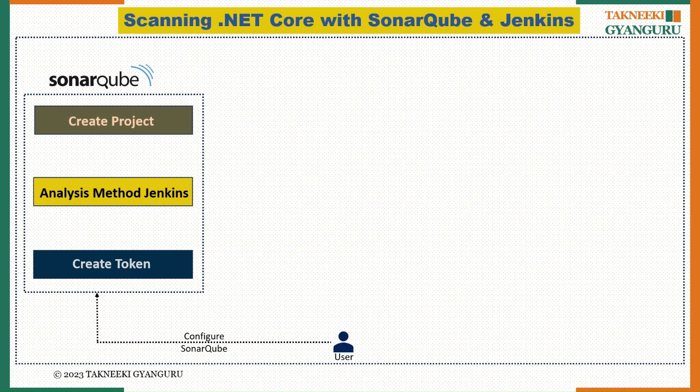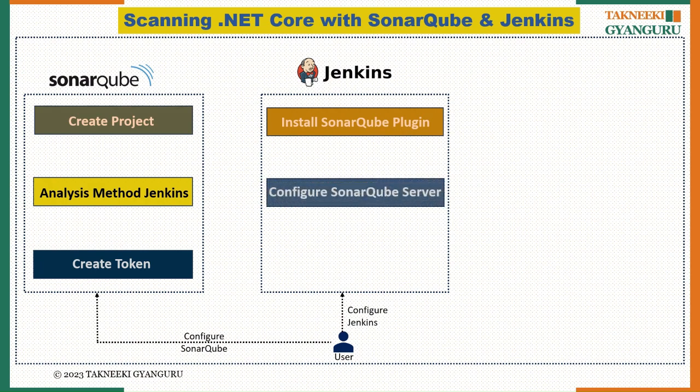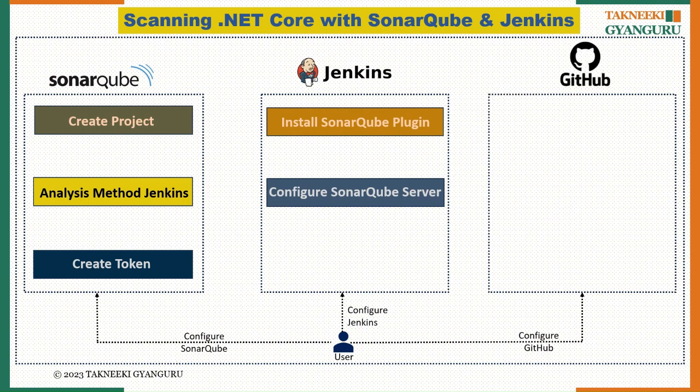Once SonarQube is set up and configured, we'll move to the Jenkins side. In Jenkins, we will first install the SonarQube plugin, and then we will configure this plugin by putting in the SonarQube token and URL, that is, the place where SonarQube is installed. Those things should be configured in Jenkins, and then we will move to GitHub. Some configuration is still pending in Jenkins, so we'll talk about that later.